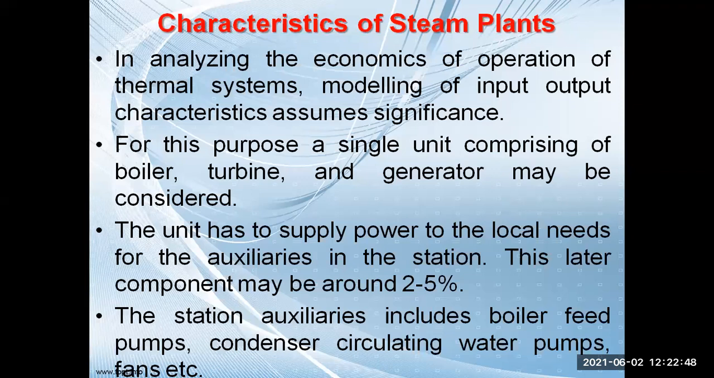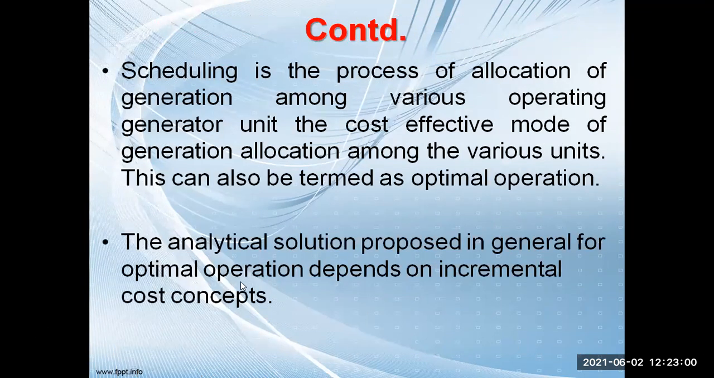Now, the station auxiliaries include boiler feed pumps, condenser circulating water pumps, fans, etc. So there are so many auxiliaries that will cater to this power. Now, scheduling is the process of allocating generation among various operating generating units. The cost-effective mode of generation allocation among the various units can also be termed as optimal operation.